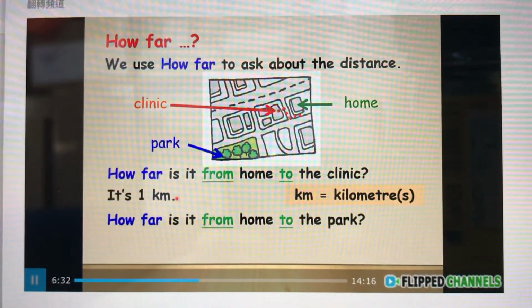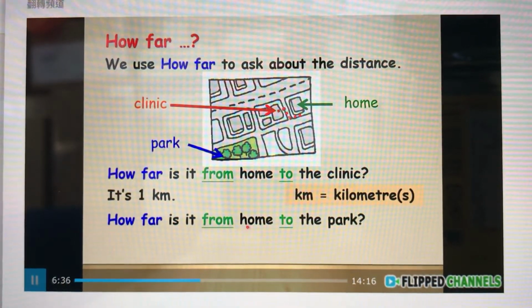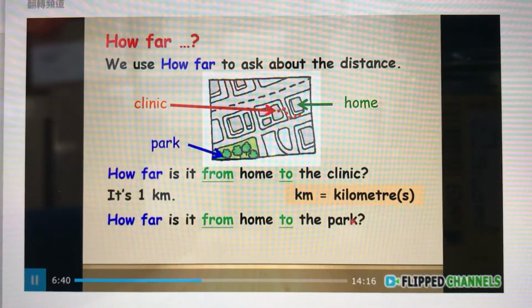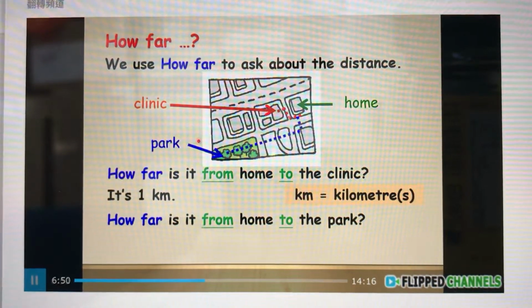So, another question. How far is it from home to the park? This time, what two places have we mentioned here? That is home and the park. And then you can see a route here, along the route.